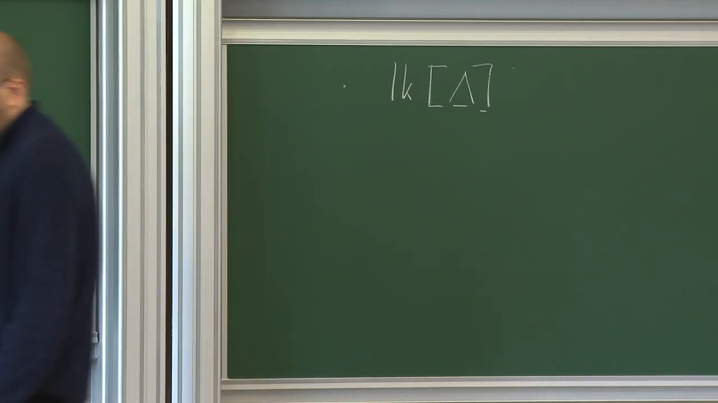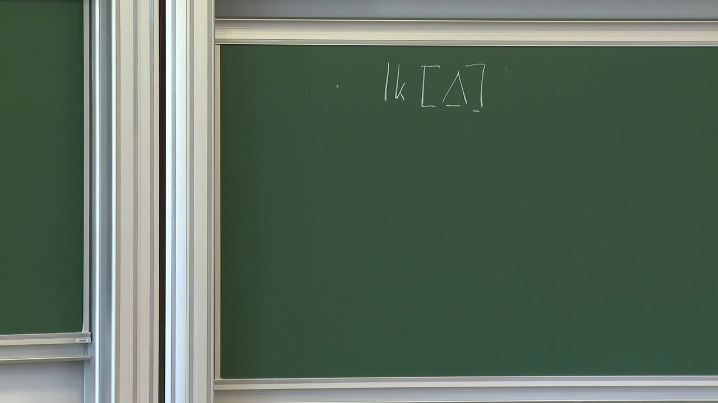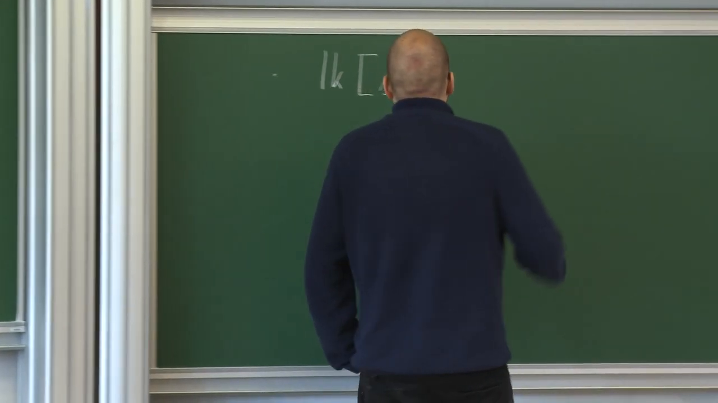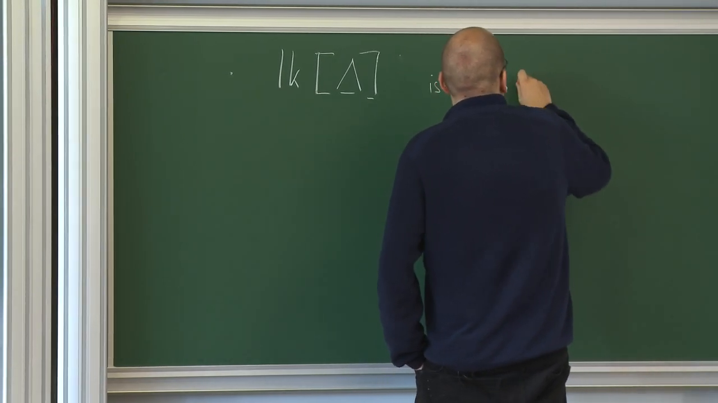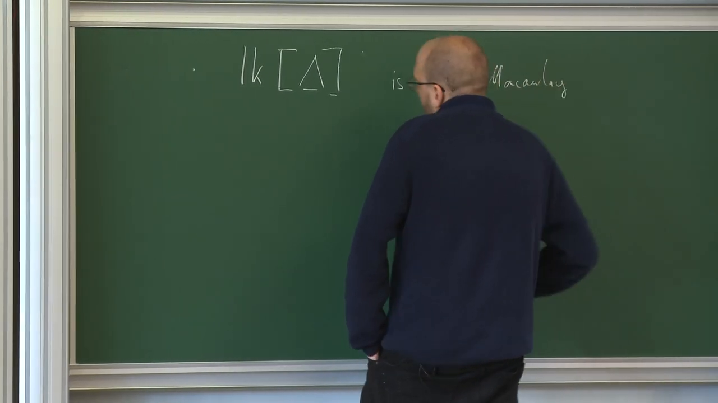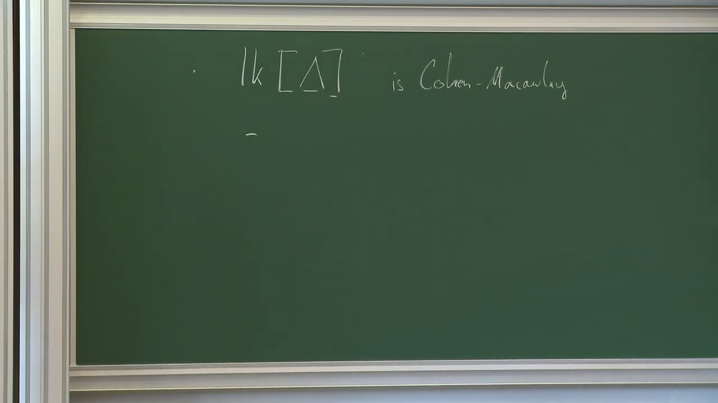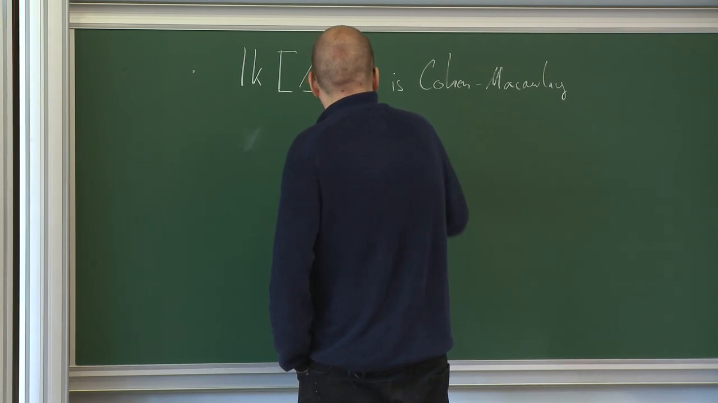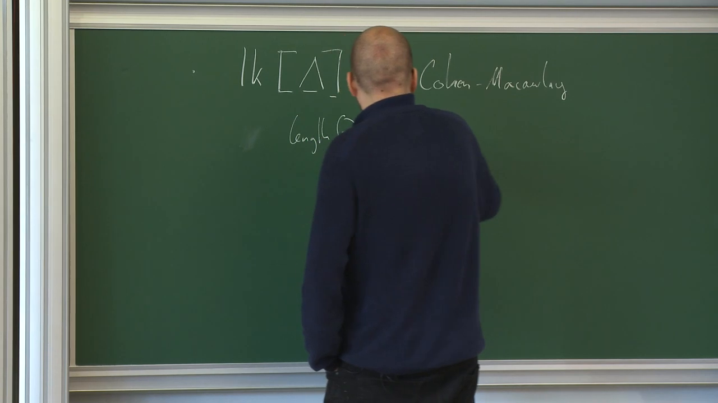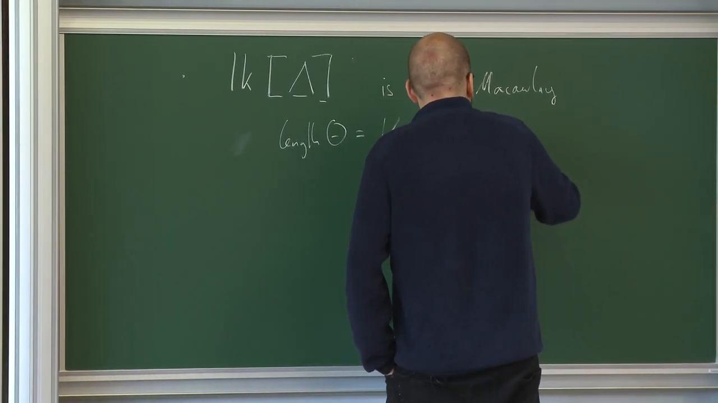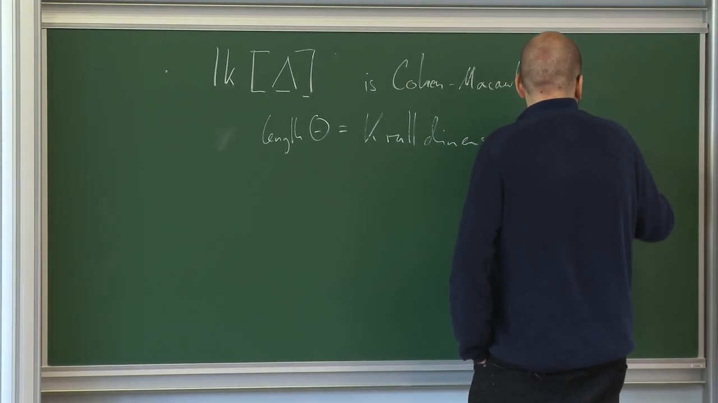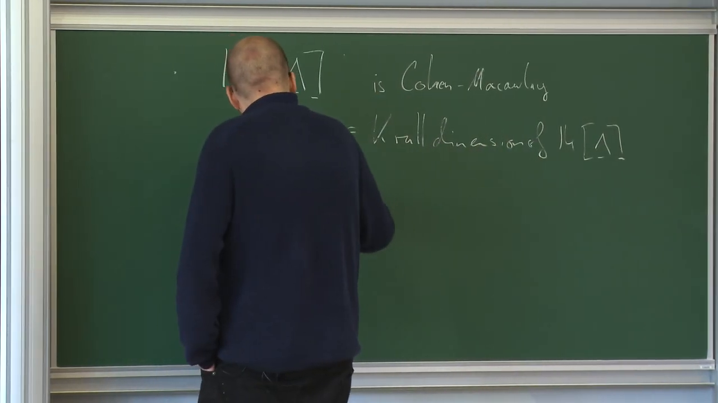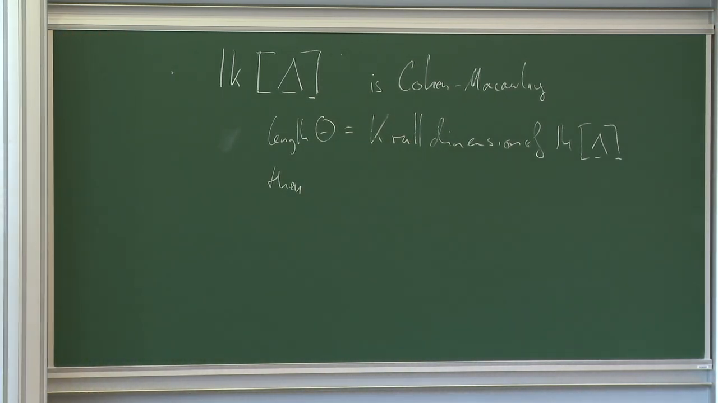So let's look at an interesting case. One of the nicest possible ring structures that we could have is that it could be Cohen-Macaulay. All right, K delta is Cohen-Macaulay. Then there are two interesting side facts. First, let me remind everyone what Cohen-Macaulay means. It means that if I take theta, the length of theta, to be equal to the Krull dimension of the ring, then this linear system of parameters is regular.